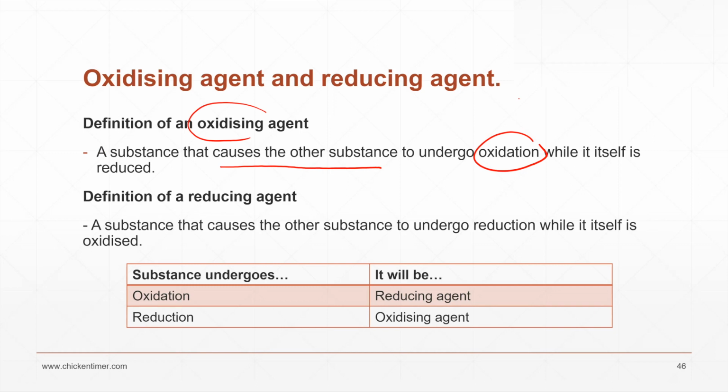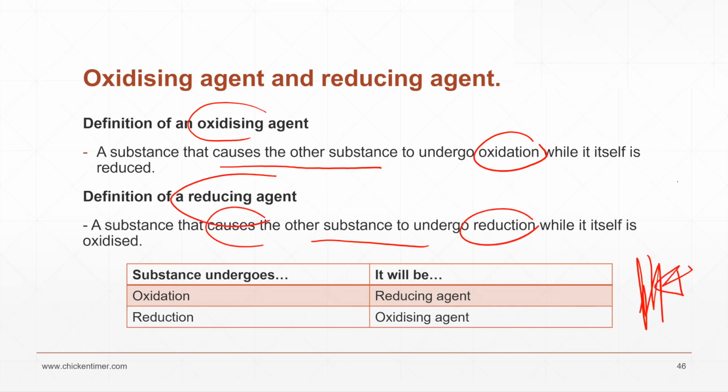It itself is reduced. Then a reducing agent causes another substance to reduce. So a summary will be like this: if something oxidizes, it is a reducing agent. So it's the opposite. Oxidizing agent reduces itself. Reducing agent oxidizes itself.